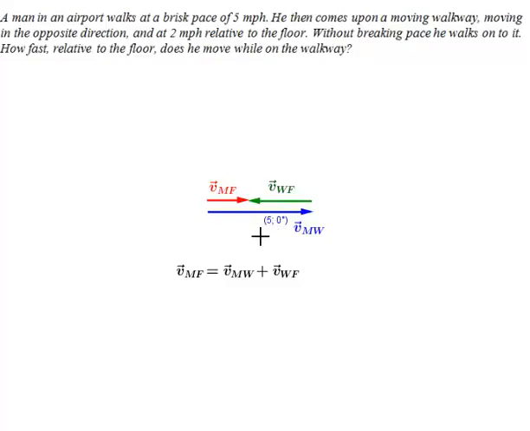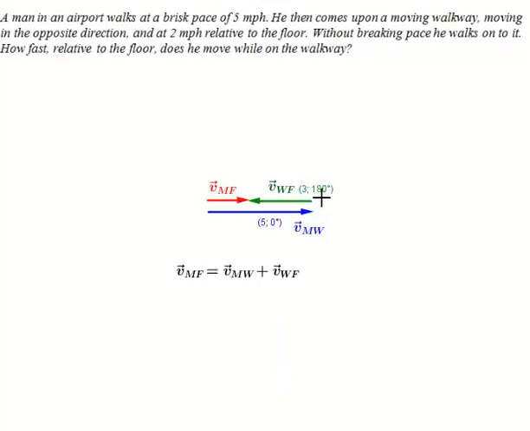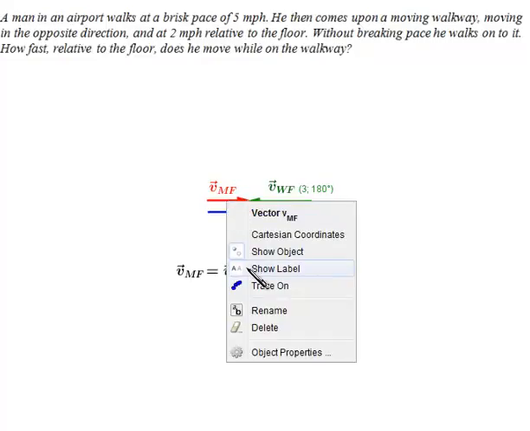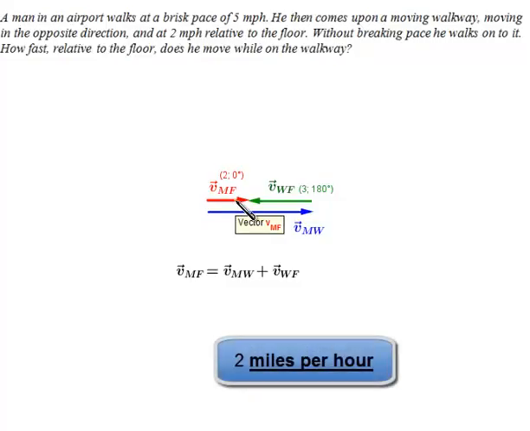So if this is 0 degrees, that means a magnitude of 5 meters per second in the x direction. That's 3 meters per second at 180 degrees, so that's to the left. So remember, these angles are given counterclockwise from the positive x direction. And of course, we can just see the label here, and that's 2 meters per second to the right. So that's it for this problem.